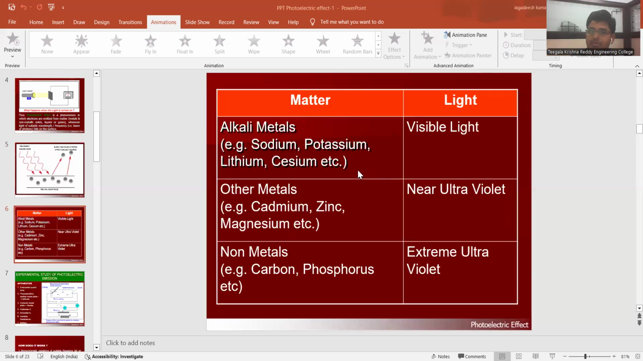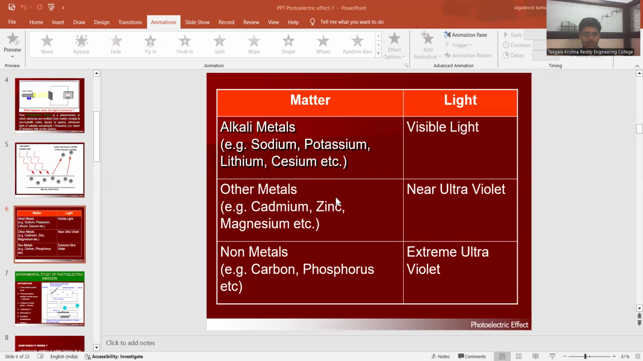Now, the definition of the photoelectric effect. We use matter such as different metals: alkali metals, other metals, or non-metals. Suppose an alkali metal is used, the light is visible light. If metals are used, the light is near ultraviolet light. If a non-metal is used, the light is extreme ultraviolet light. Depending on the matter, different lights are used.